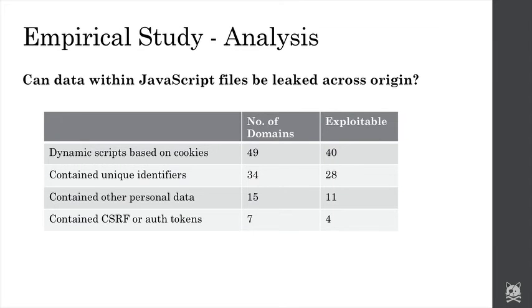So let's reevaluate. We had 49 domains that made use of dynamic scripts, and in total we were able to exploit 40 of them. So almost 80% of the scripts were vulnerable to the attacks presented. The reason for the 9 scripts not being exploitable is that we were not able to guess the URL. There was some kind of dynamic URL, and for the attack to work, the attacker needs to know how to include the script into his page.